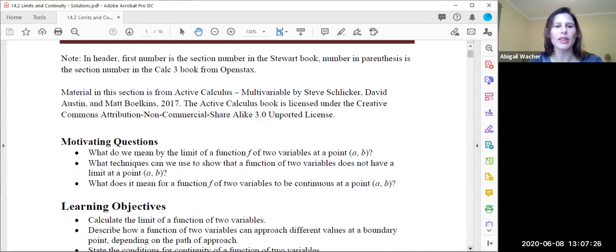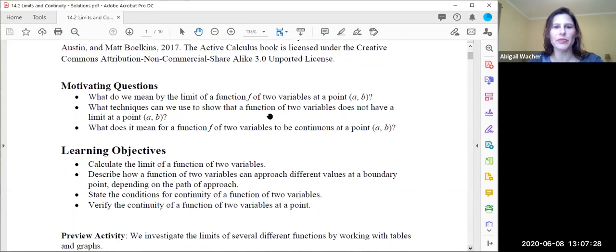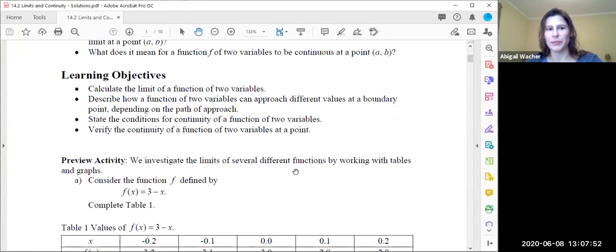Okay. So first of all, we're going to start with motivating questions. What do we mean by the limit of a function of two variables at a point (a, b)? What techniques can we use to show that a function of two variables does not have a limit at a point (a, b)? And what does it mean for a function of two variables to be continuous at a point (a, b)? All right, so limits, non-limits, and continuity.